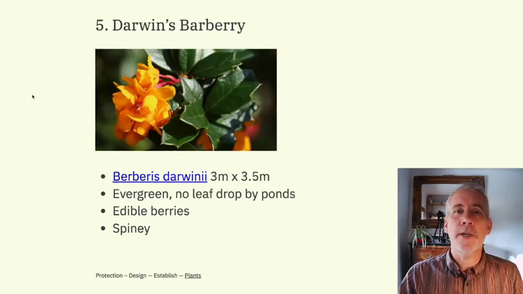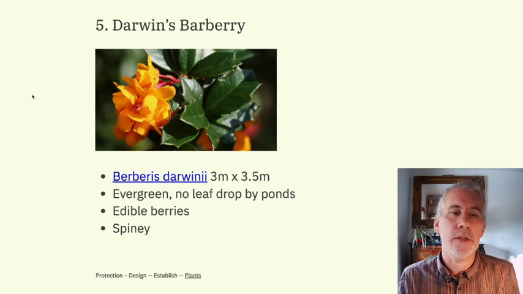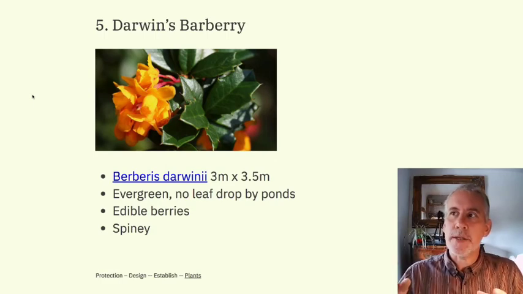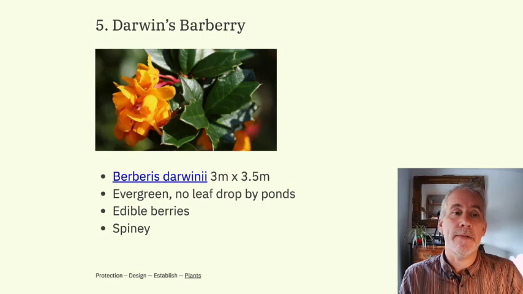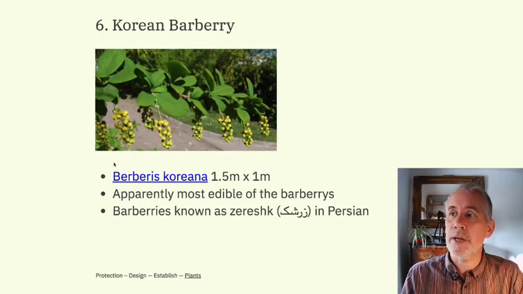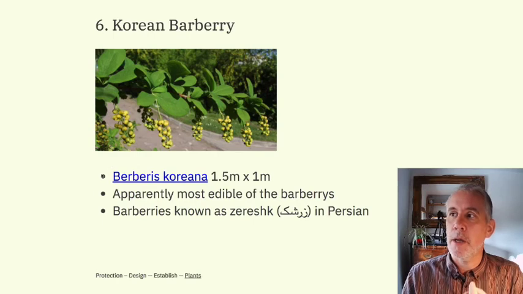Do like them. Darwin's Barberry, evergreen Barberry, goes to 3 meters high, 3.5 meters wide. So evergreens, really good if you've got a wildlife pond, use evergreens around a pond. So there's no leaf drop into the pond, and that means less cleaning for you. Edible berries and spiny, and apparently Korean Barberry, final one. This is one of the best tasting ones.